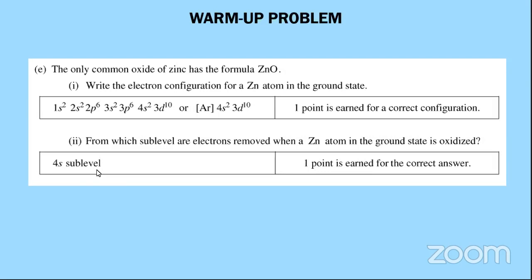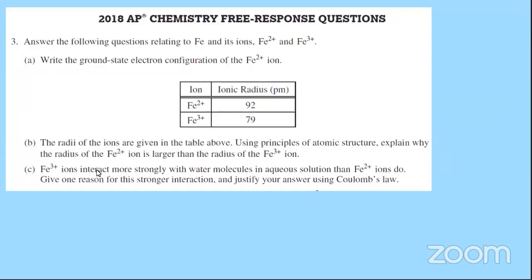All right, let's move on to the next part of the question. This question has to do with iron. We have to compare iron 2+ and 3+, and we need to also talk about electron configuration.